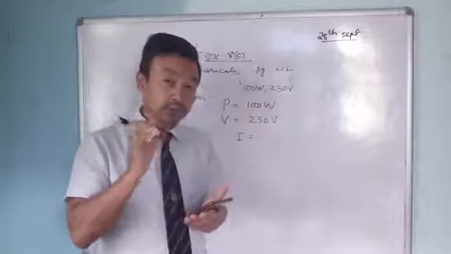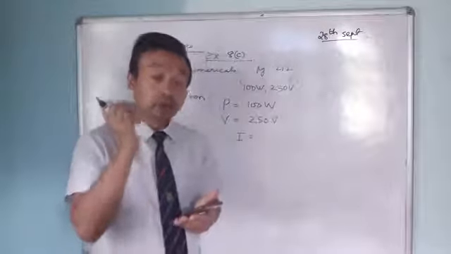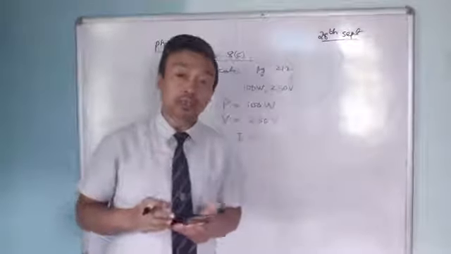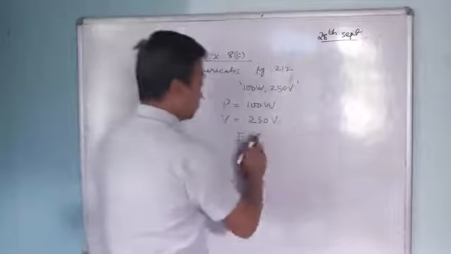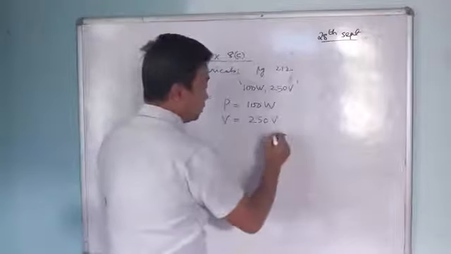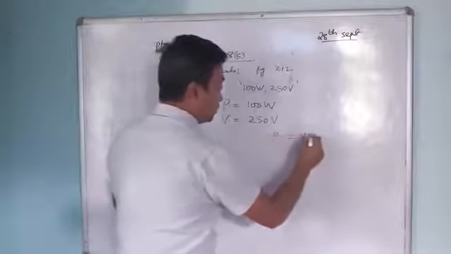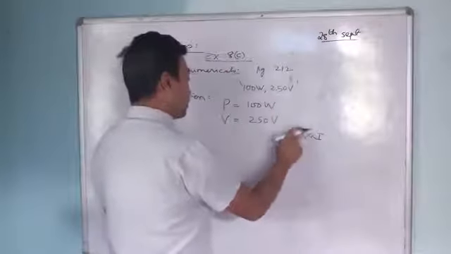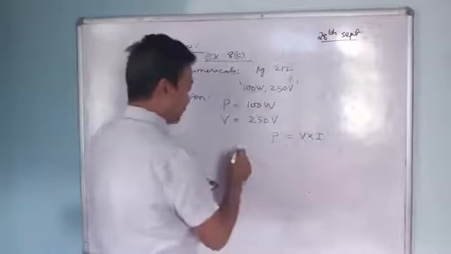You have to memorize the formula, but the most important thing is the application of the formula. So we have just learned that the formula for the power is V into I. Since the power and the voltage are given, we can find the I.